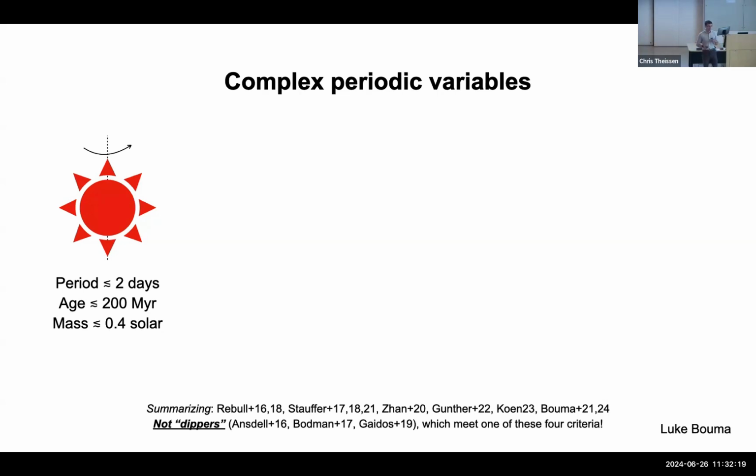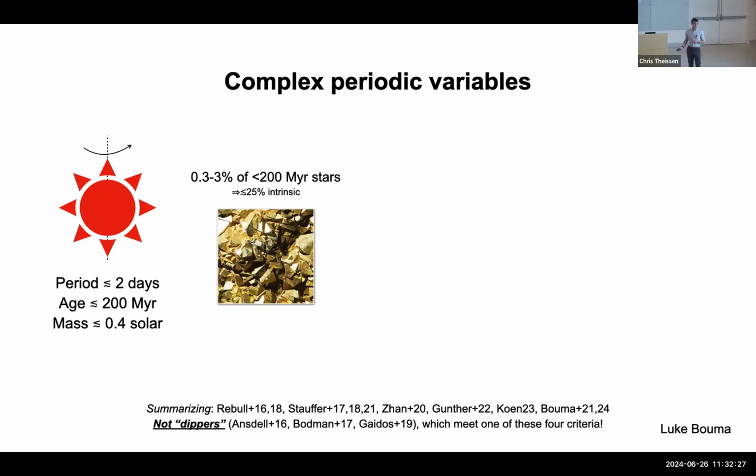Okay, they all spin fast, periods below 2 days. They all have ages below 200 million years. They're all low mass stars, masses below about 40% that of the sun. They comprise about 1% of observed young stars. The fraction's a little bit higher for the youngest stars. It's a little bit lower for the oldest.